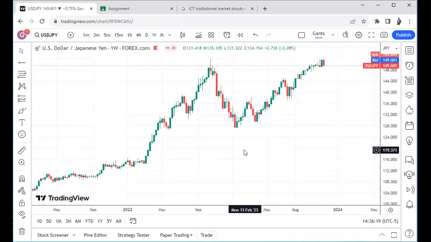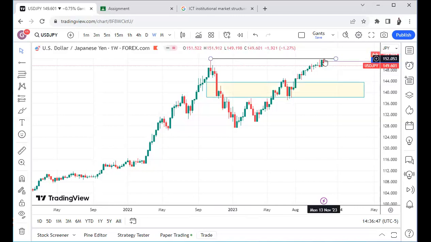USD JPY. USD JPY finally touched that high. This pair has been very crazy, really, really crazy. I had to stay out of this pair because of the sloppy price action. Okay, this high, you see how it's been reluctantly getting there. It finally traded to that level.